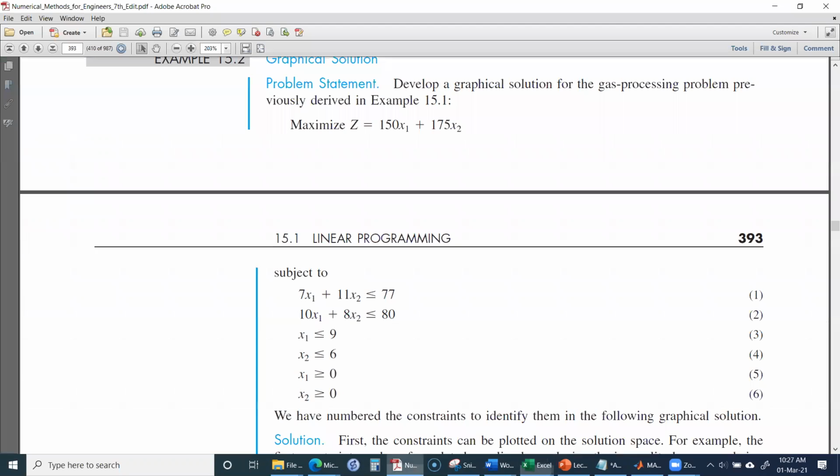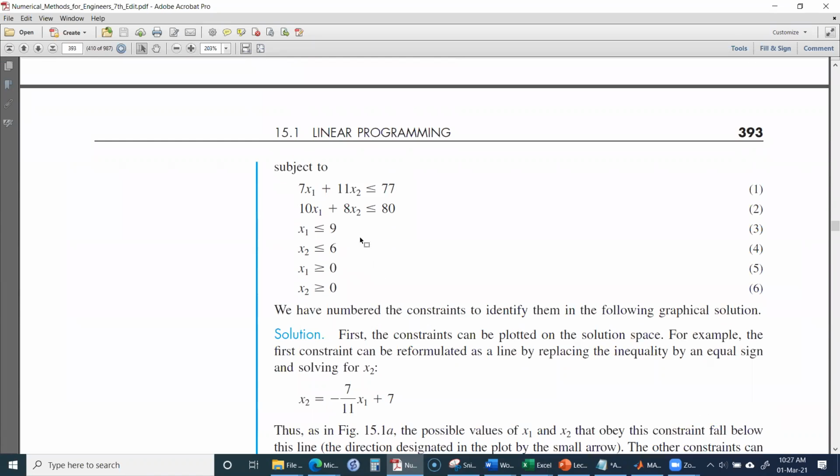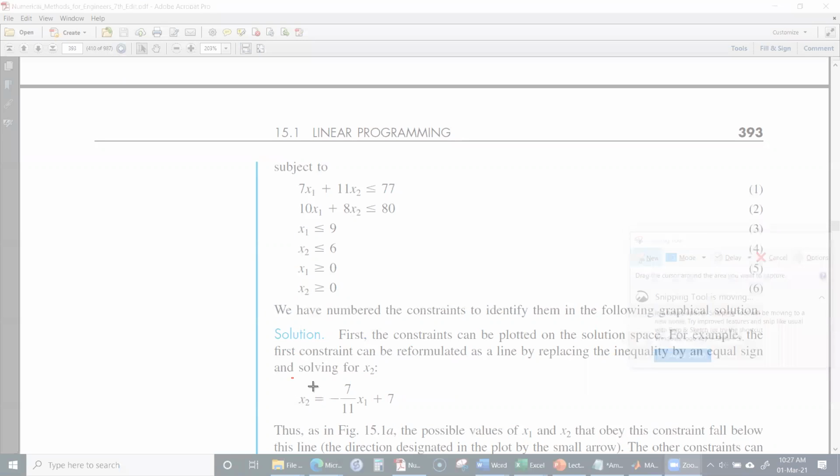So for example, we can plot these values over here. If we have this first equation, 7x1 plus 11x2 less than or equal to 77, we can represent it in the form of an equality. If we take x2 over here, and bring everything on the other side, we can represent x2 is equal to minus 7 by 11 x1 plus 7.